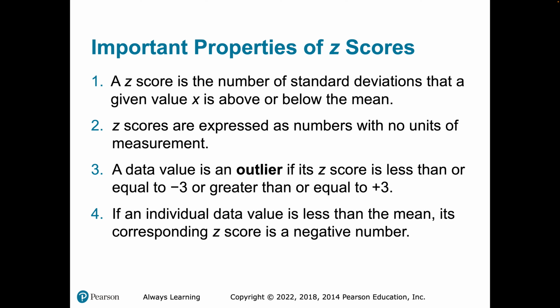So, certain important properties of z-scores. Again, a z-score is a measure of location. It tells us how far above or below the mean the value is in terms of standard deviations. It's an unstandardized measurement. It's a great way to identify an outlier, like a data value that's an outlier. So if we have a z-score that's greater than 3 or less than -3, we classify that value as an outlier.